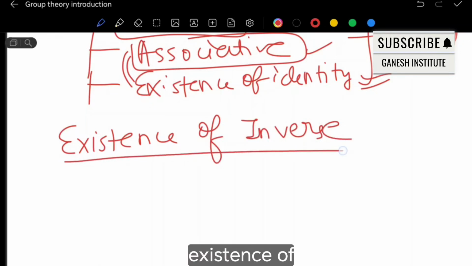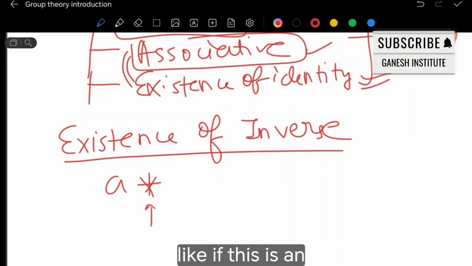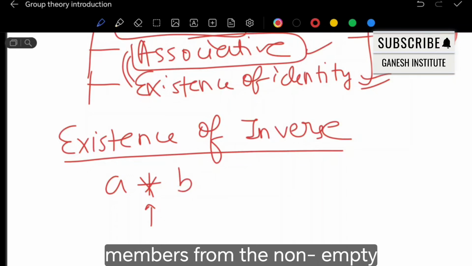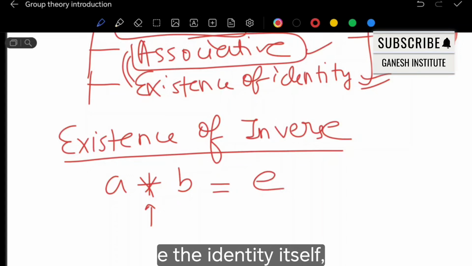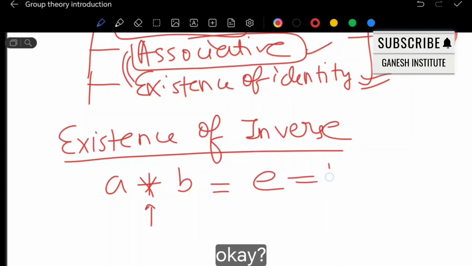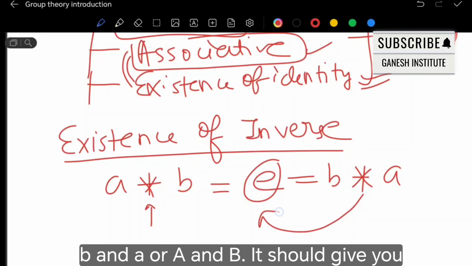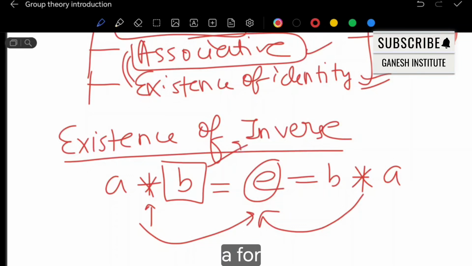Existence of inverse. The property is: if this is an operator, and you have two members A and B from the non-empty set, and whether you are operating B and A or A and B, it gives you the identity E, then B will be considered the inverse of A.